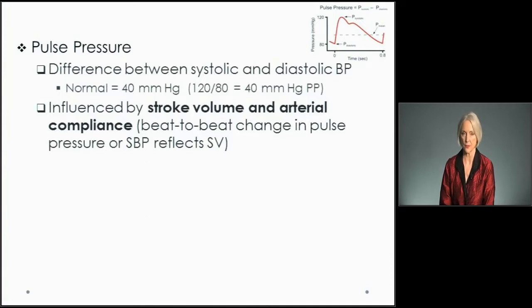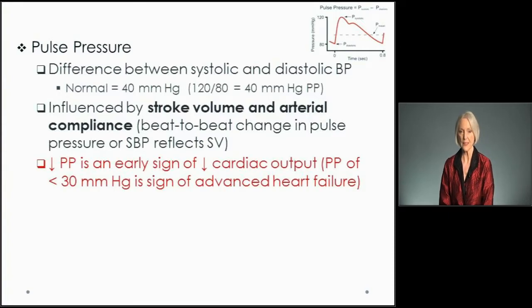The things that influence the systolic part of pulse pressure, again, are stroke volume, and how quickly that volume is ejected. We just went through that. And the part that determines the diastolic part of that pulse pressure is arterial compliance. But keep in mind that arterial compliance doesn't change quickly. That changes over time. So when you see a beat-to-beat change in the pulse pressure, or a change in pulse pressure over a short period of time, like several beats, that's going to be related to stroke volume changes and not to arterial compliance. So a decrease in pulse pressure is an early sign of a decrease in cardiac output.